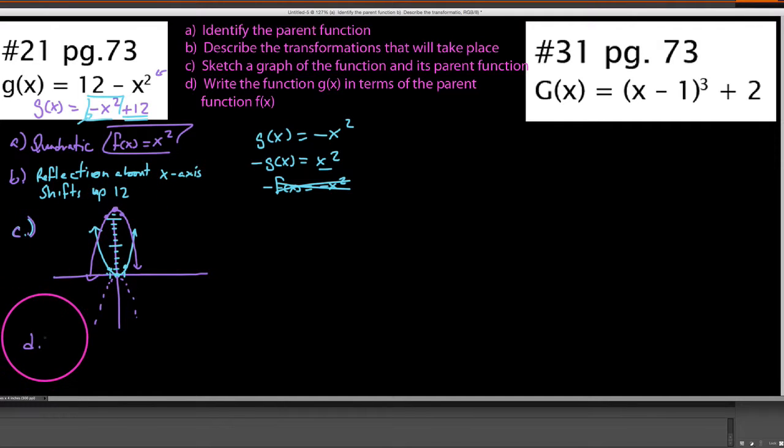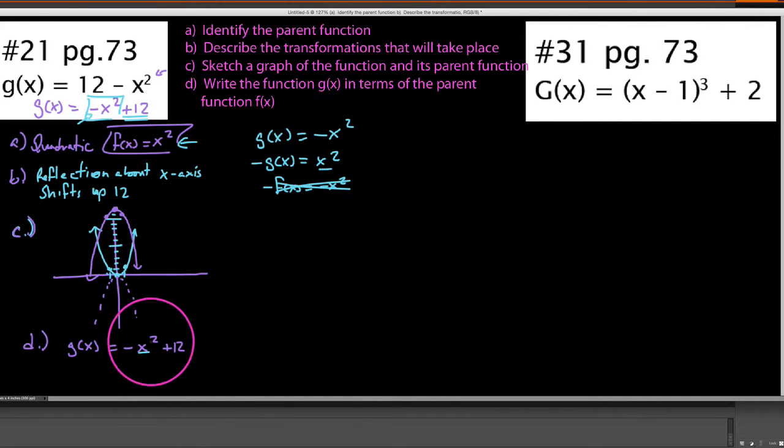We could rewrite this now, which was our goal here: write the function g of x in terms of the parent function f of x. Now recall that our parent function here is f of x equals x squared. So how could we write g of x, which is negative x squared plus 12, in terms of f of x?